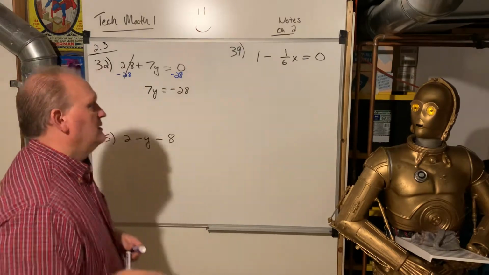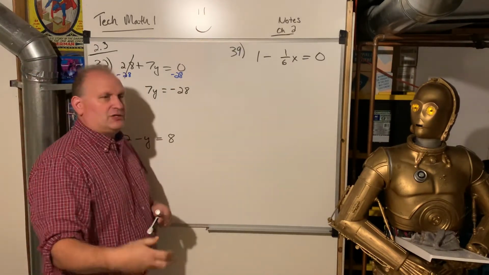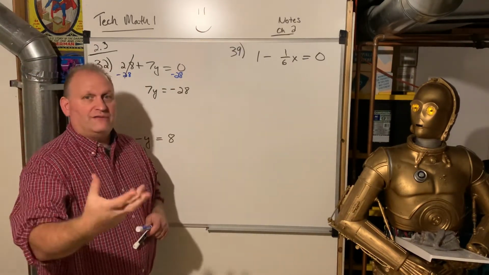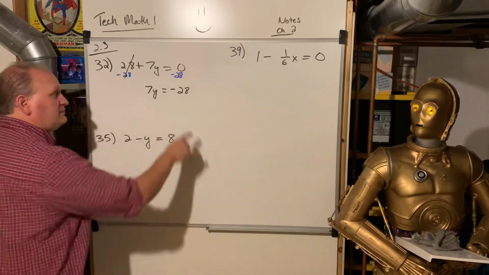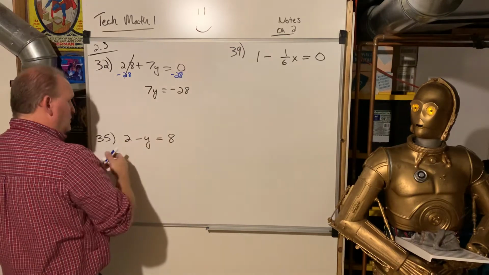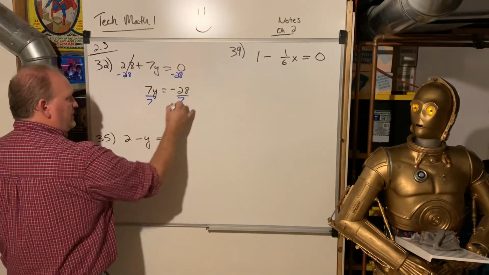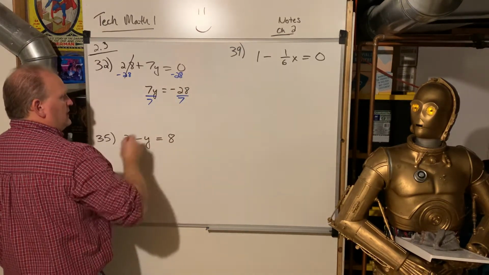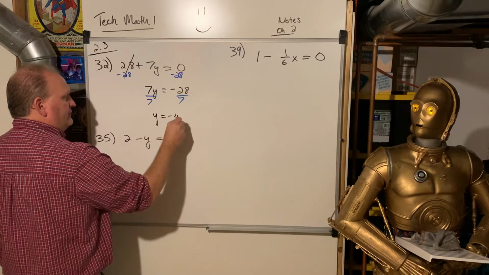And so the idea is isolate the variable, make sure the coefficient is 1, and then you have solved the equation. It's an equation because it has an equals sign. And so we would now divide both sides by 7, and y would equal negative 4.